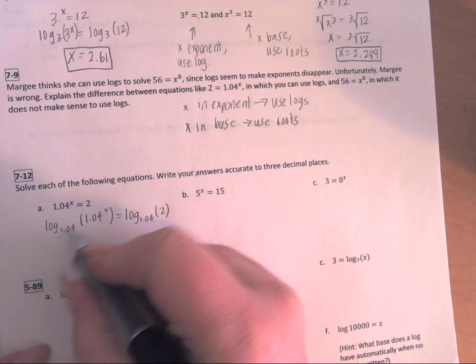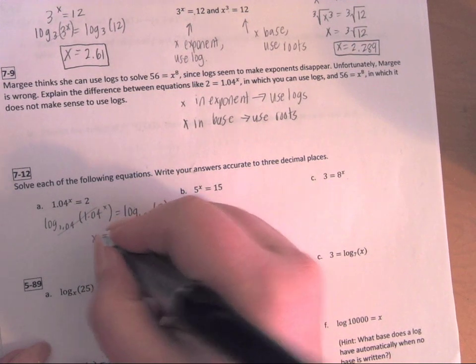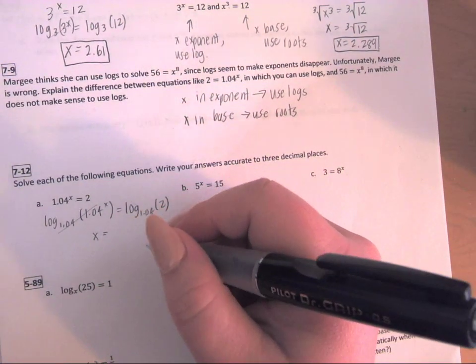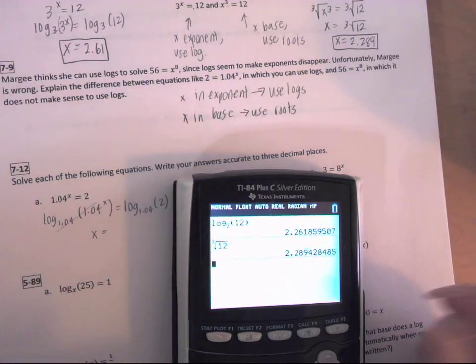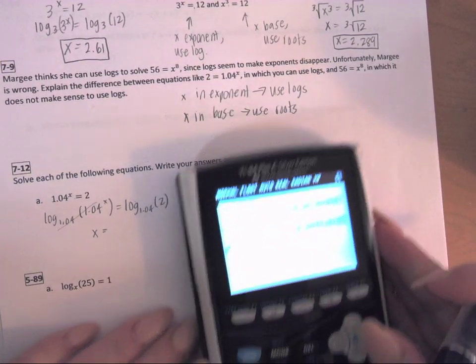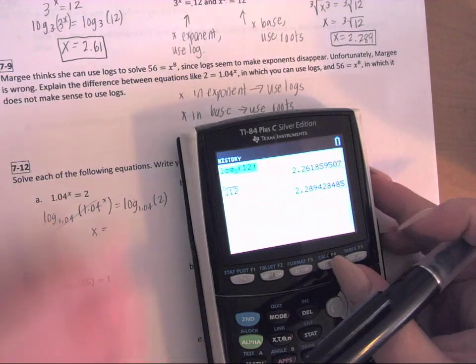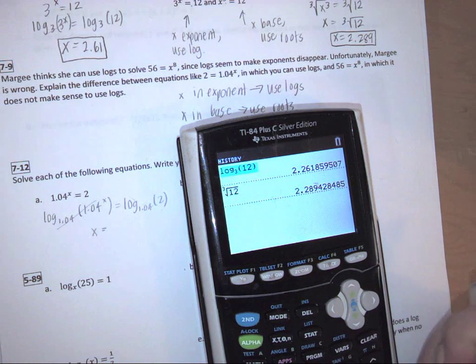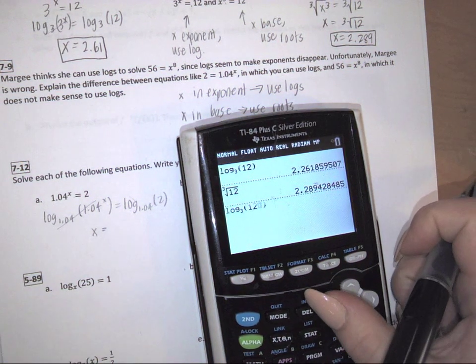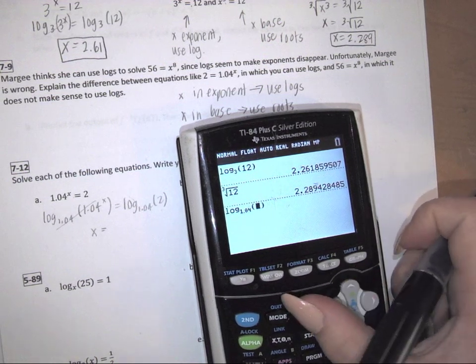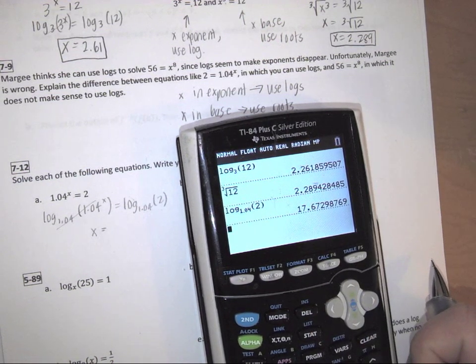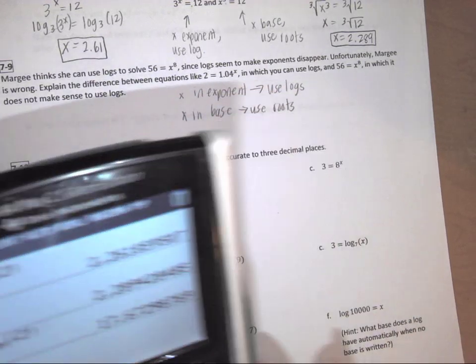And then those cancel and you get x. And then you type that into your calculator. And remember, you can go up and grab your previous log, press enter, and then you can change the number. So 1.04 and 2. So you get 17.672.